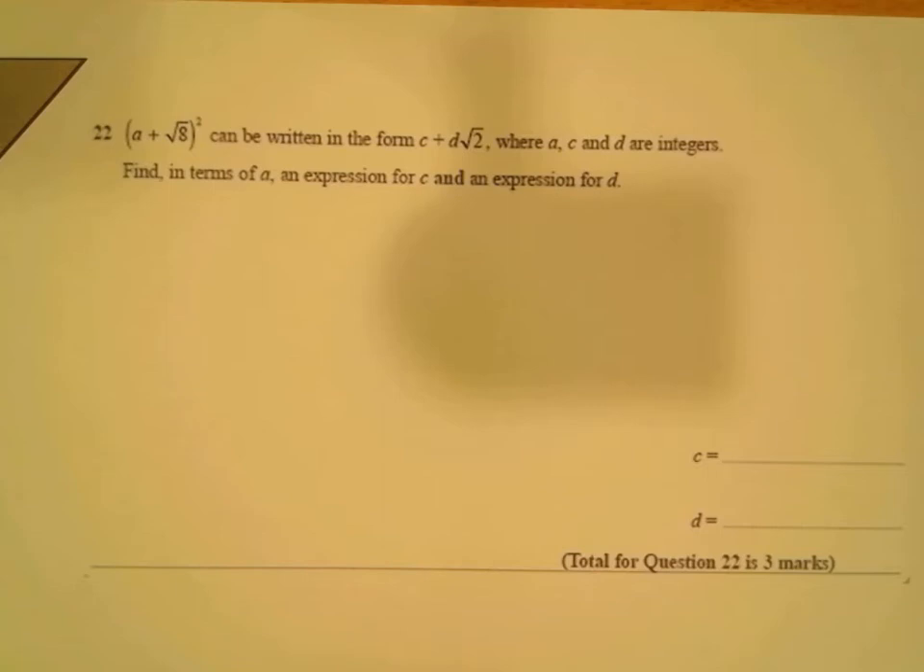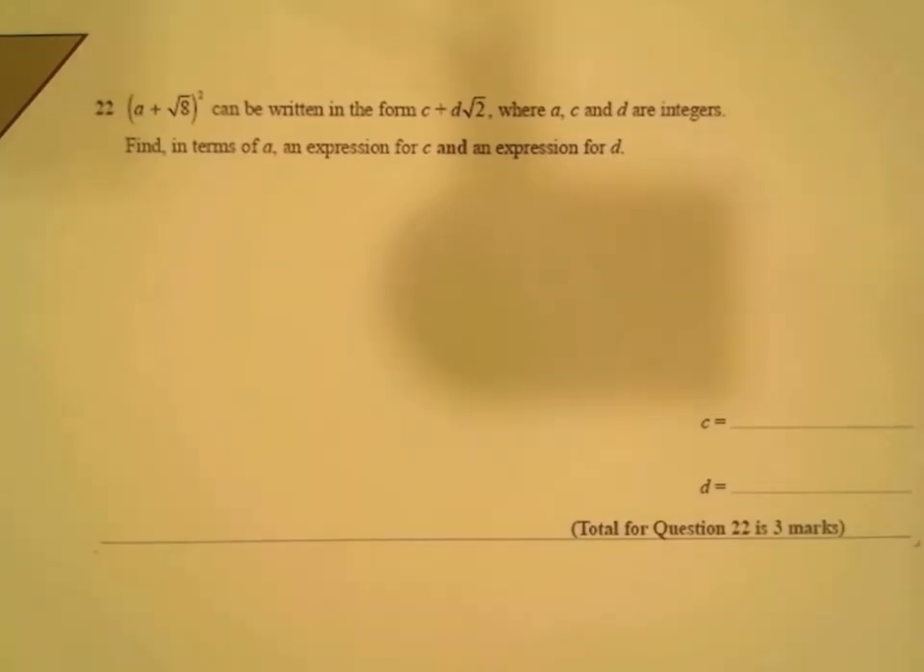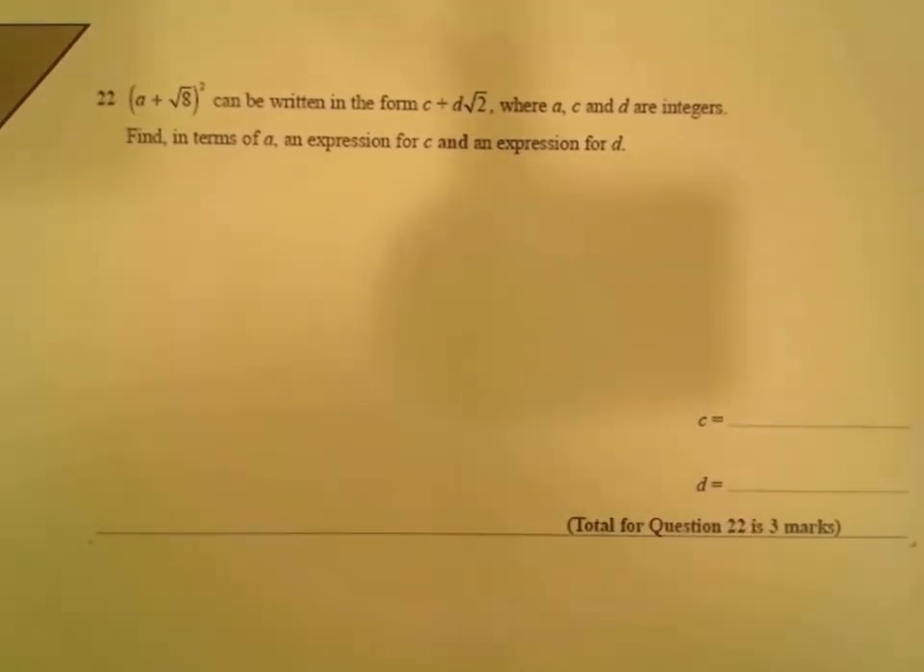Read right the way through the paper, because later on there are questions where we can all pick up marks. So, a plus square root of 8 squared can be written in the form c plus d root 2, where a, c and d are integers. Find in terms of a an expression for c and an expression for d. It sounds very, very complicated, this question, okay?